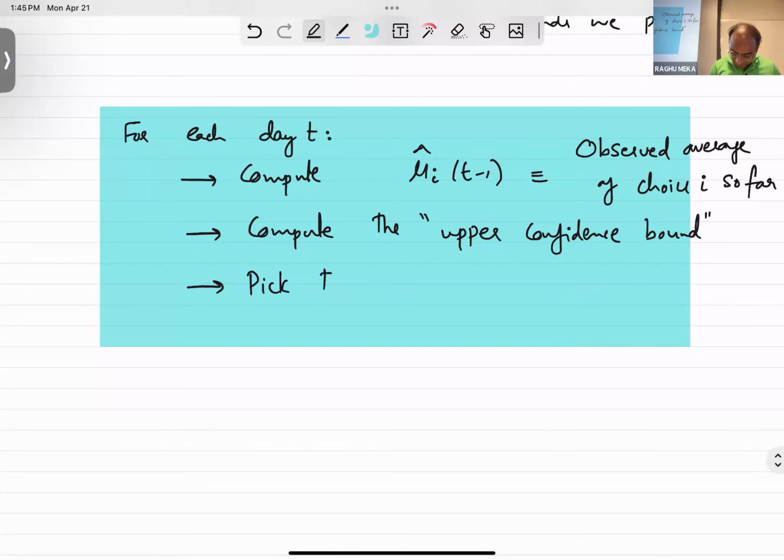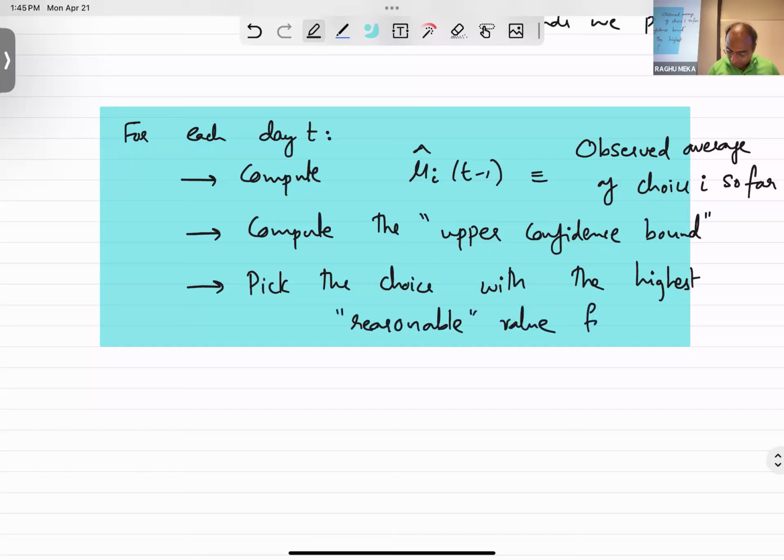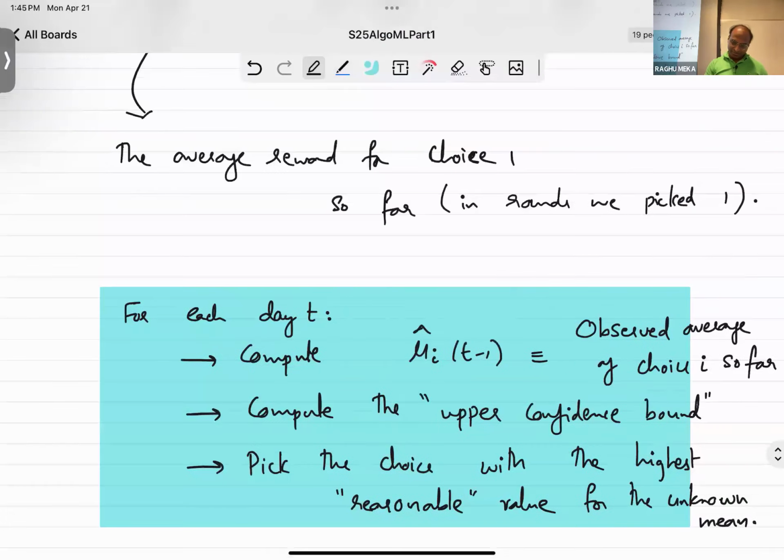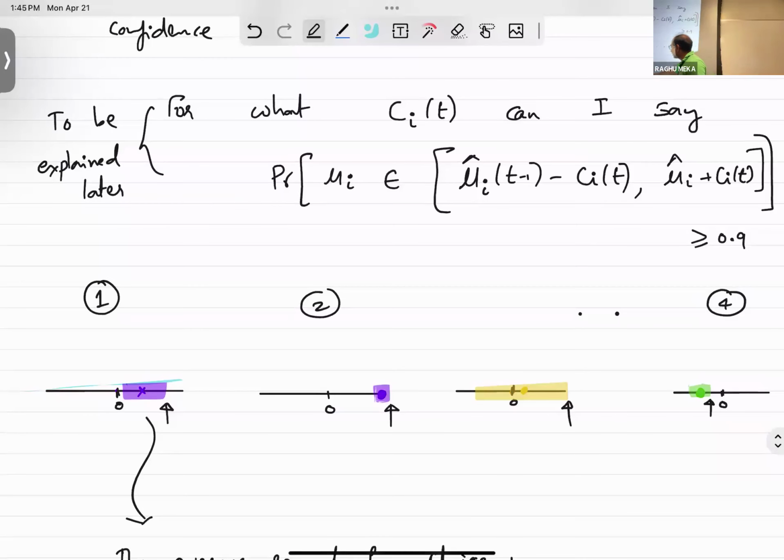Pick the choice with the highest reasonable value for the unknown. It's kind of an optimist view. If this choice's true mean can be this high, I'm just going to assume that's the case. Right? The potential is very high. I'm just going to choose that particular one.